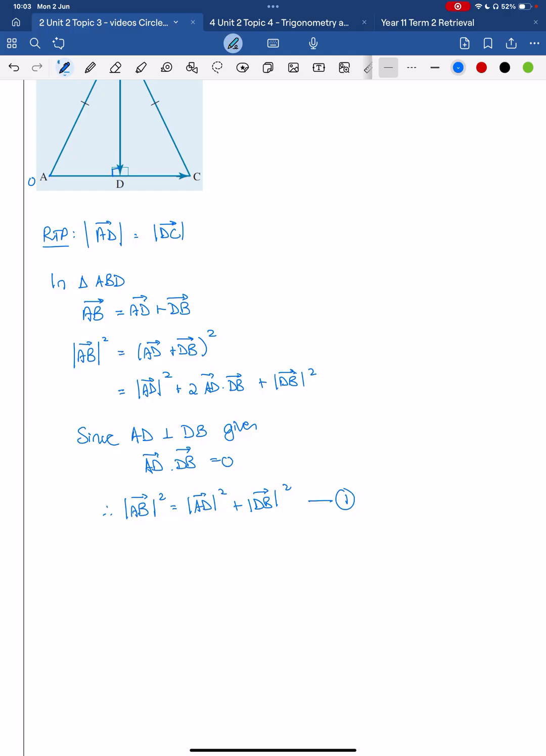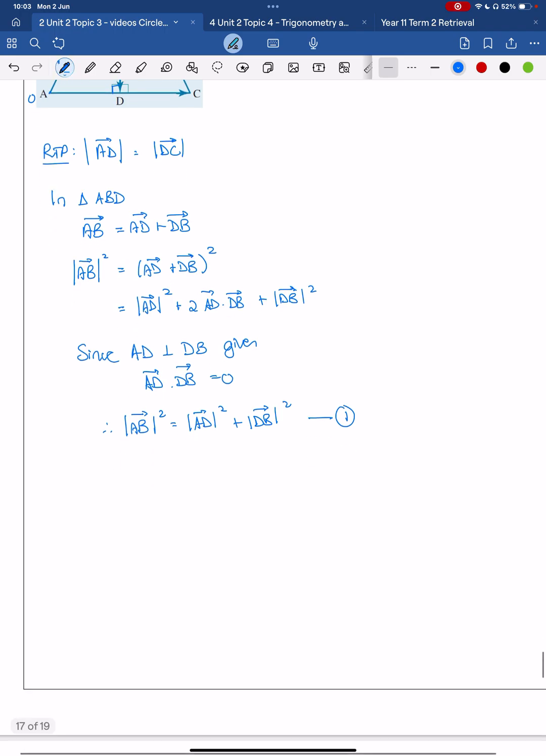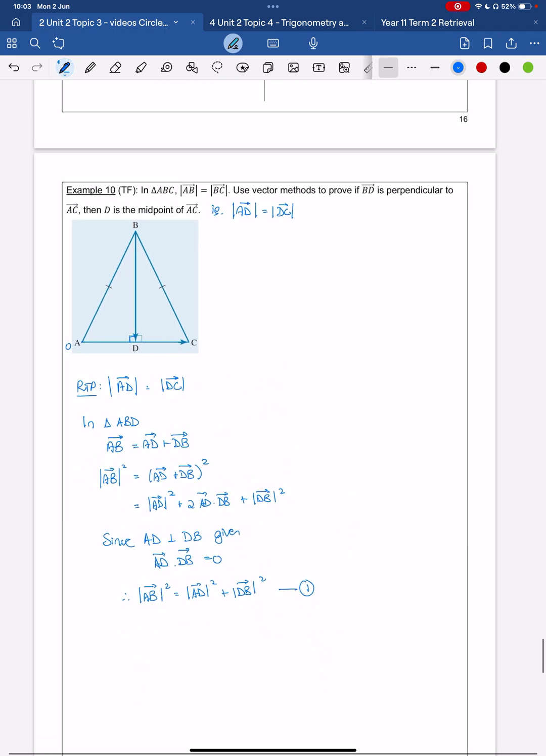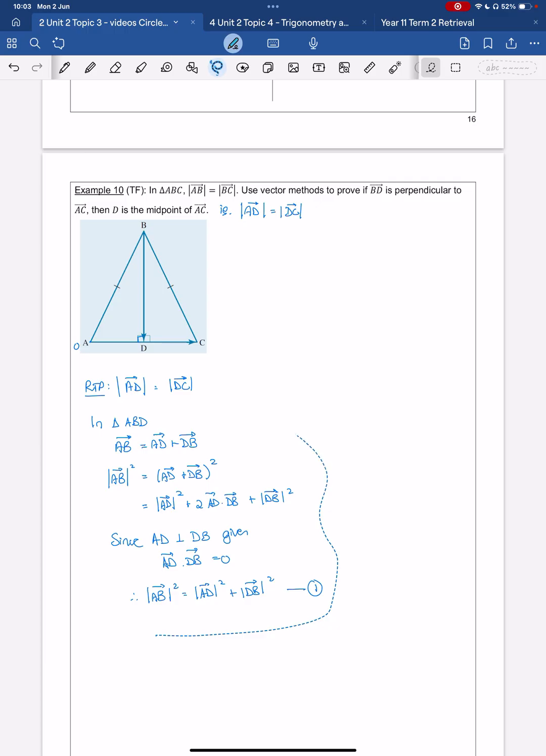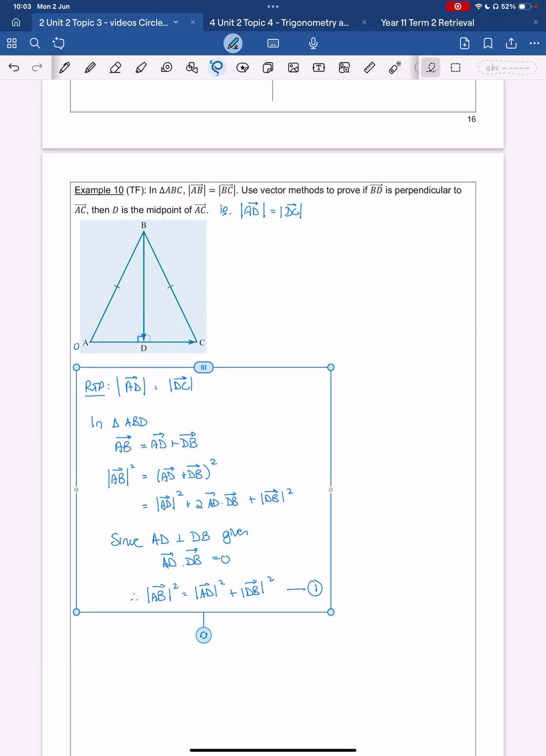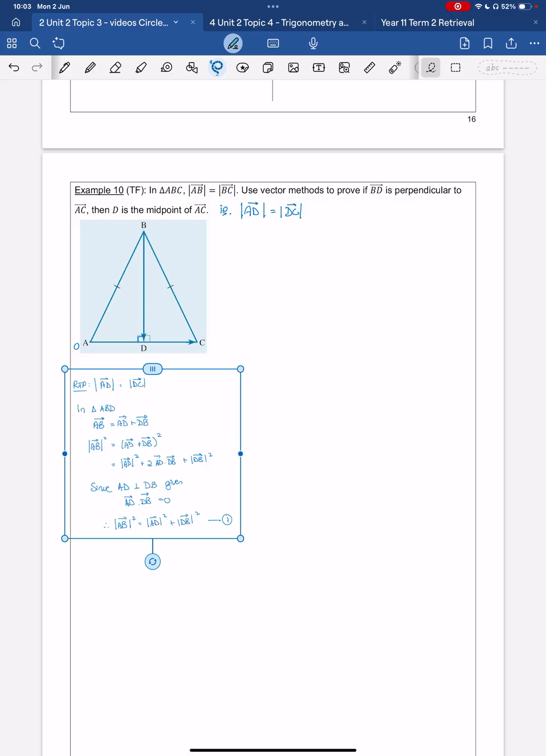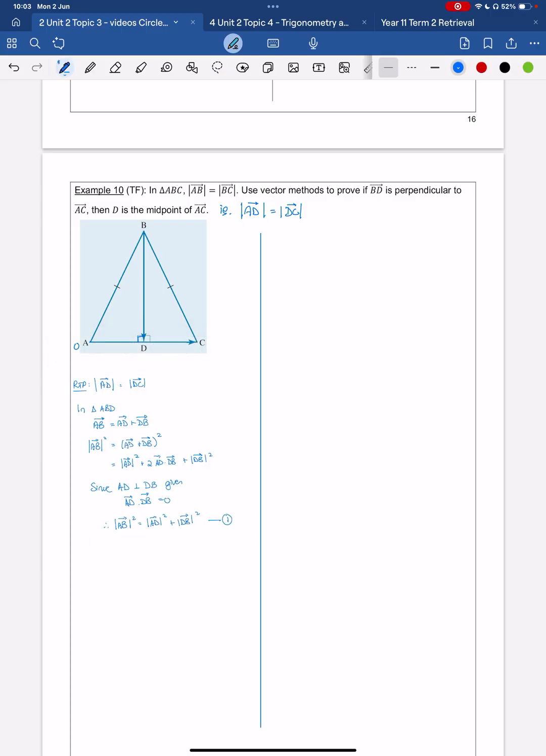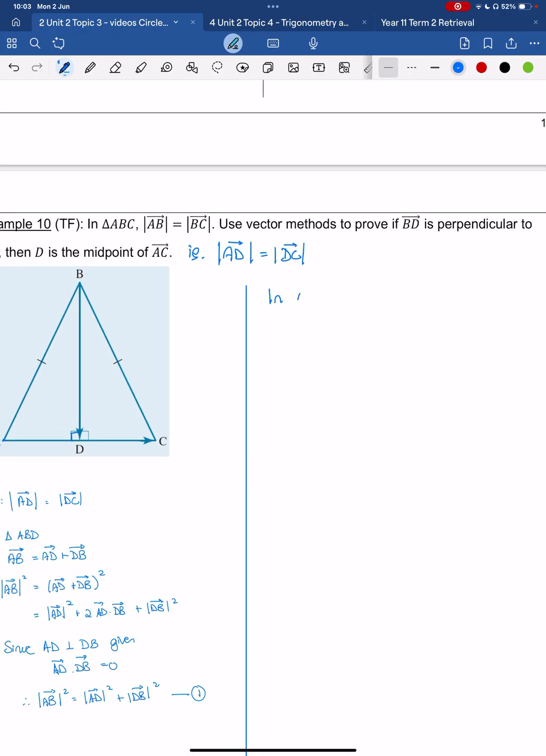All right, let's see if we can do the same thing with the other triangle. Maybe we'll go up here. Maybe I should shrink that a little bit. I've gone a little bit over and I want us to have a look at the picture at the same time. Okay, so now let's look in triangle CBD. Well, I can find CB by going CD plus DB.